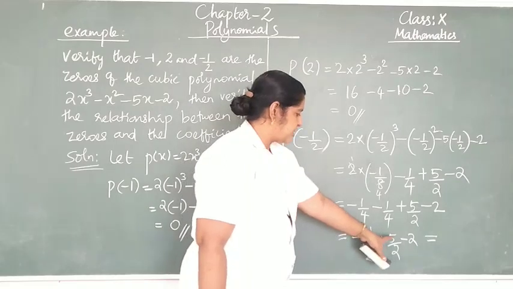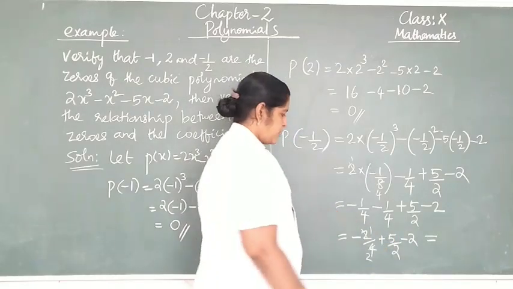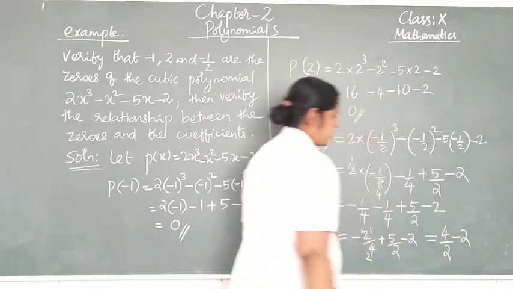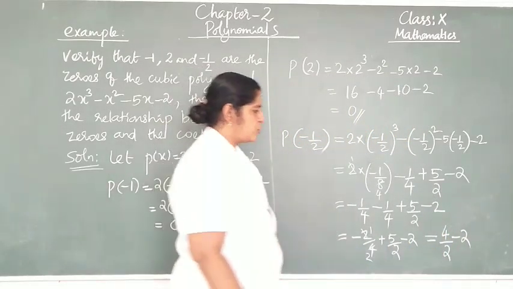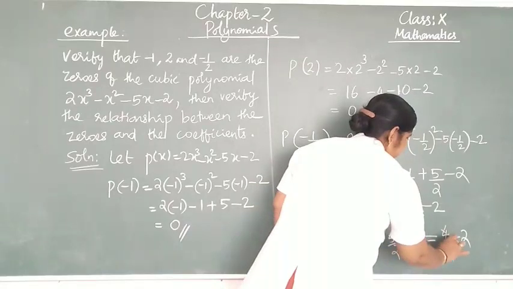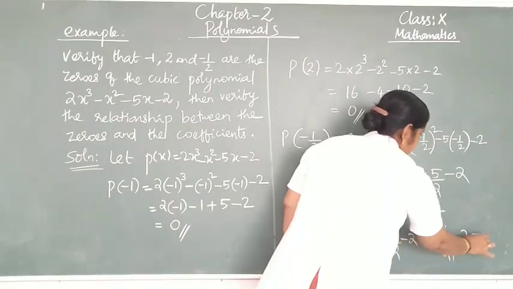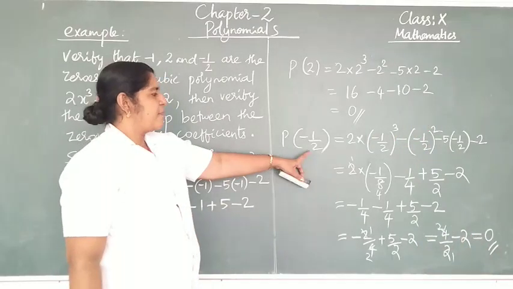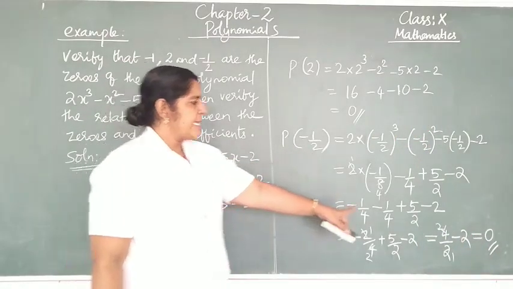Minus 1 plus 5, it is 4. So that 4 by 2 minus 2. What is 4 by 2? Equal to 2. What is 2 minus 2? 0. Thus we got P of minus 1 by 2 also equal to 0.